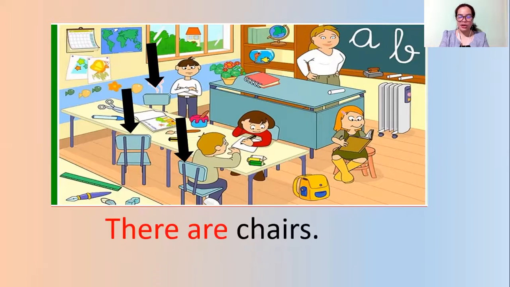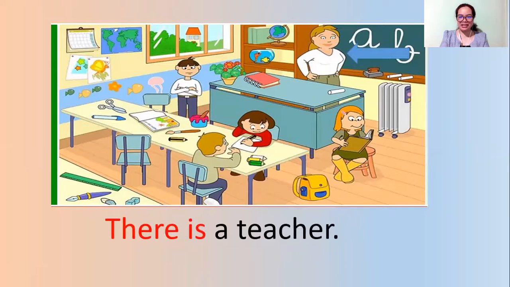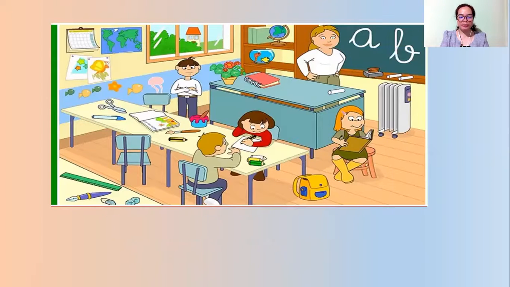Okay. There are chairs. So how many chairs? Let us count. We have 1, 2, and 3. So therefore, our noun is plural. So that's why we use there are. Again, there are chairs. There is a teacher. So how many teachers do you see? Okay, there is only one teacher. That's why we use there is.